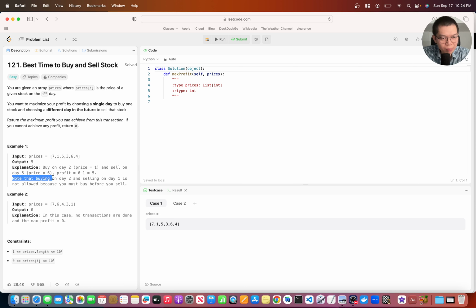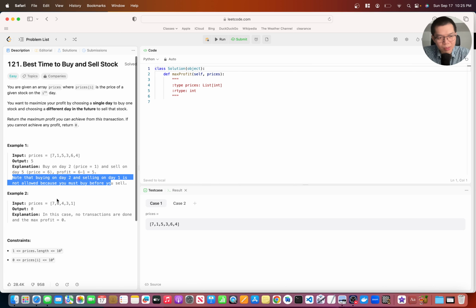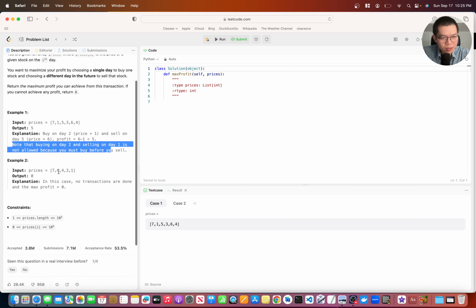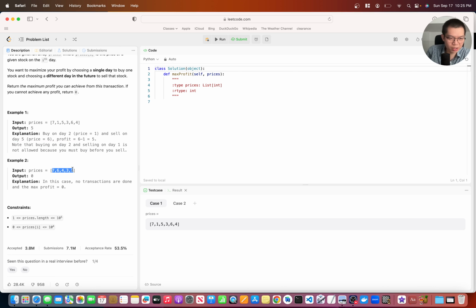It says note that buying on day 2 and selling on day 1 is not allowed because you must buy before you sell, right? So you can't buy on day 2 and sell on day 1. That makes perfect sense. And then this one, the answer is 0. The stocks are all decreasing in value, so you don't make any profit. Okay. In this problem, it's not hard.